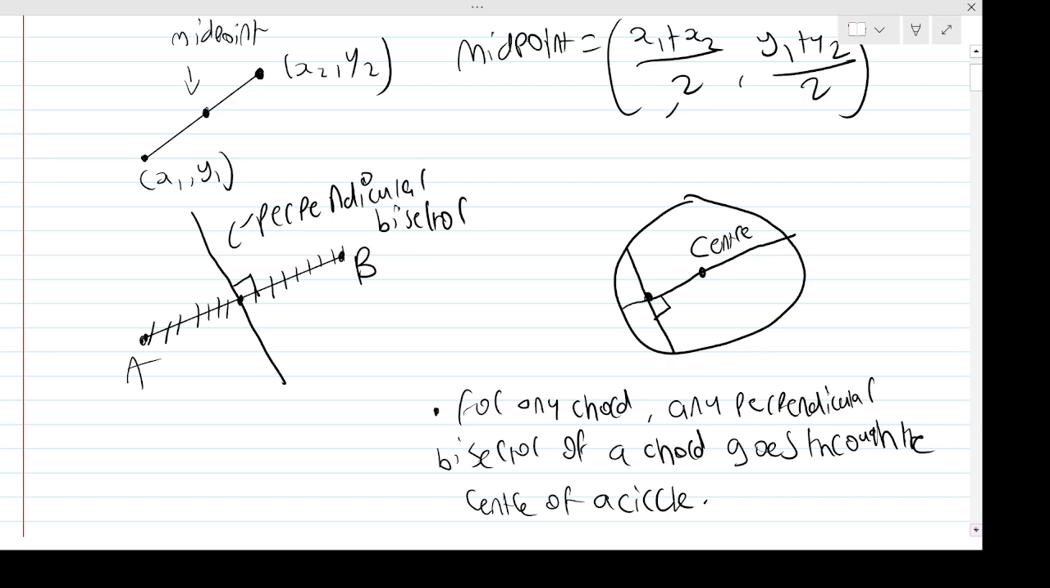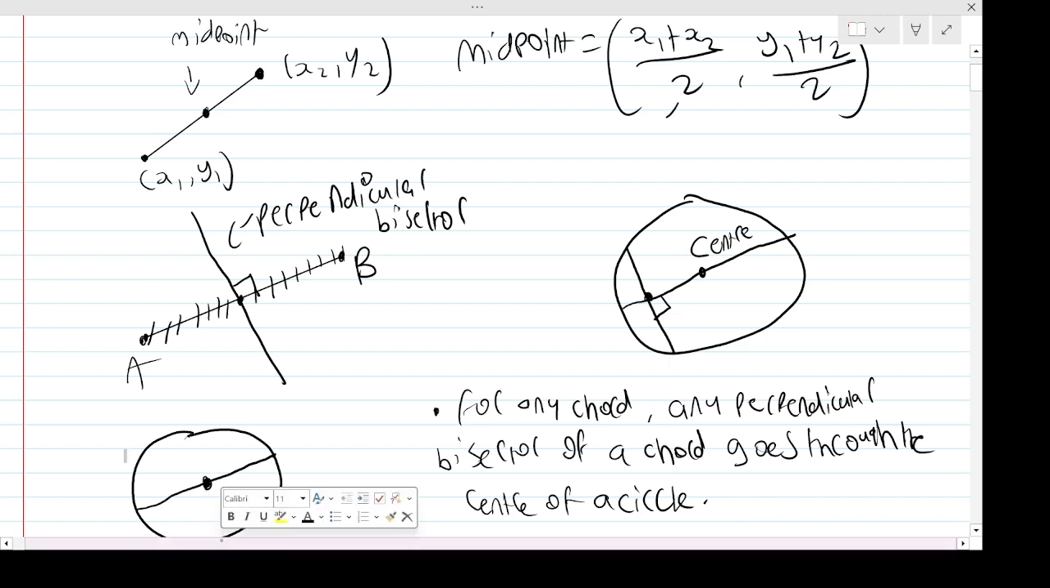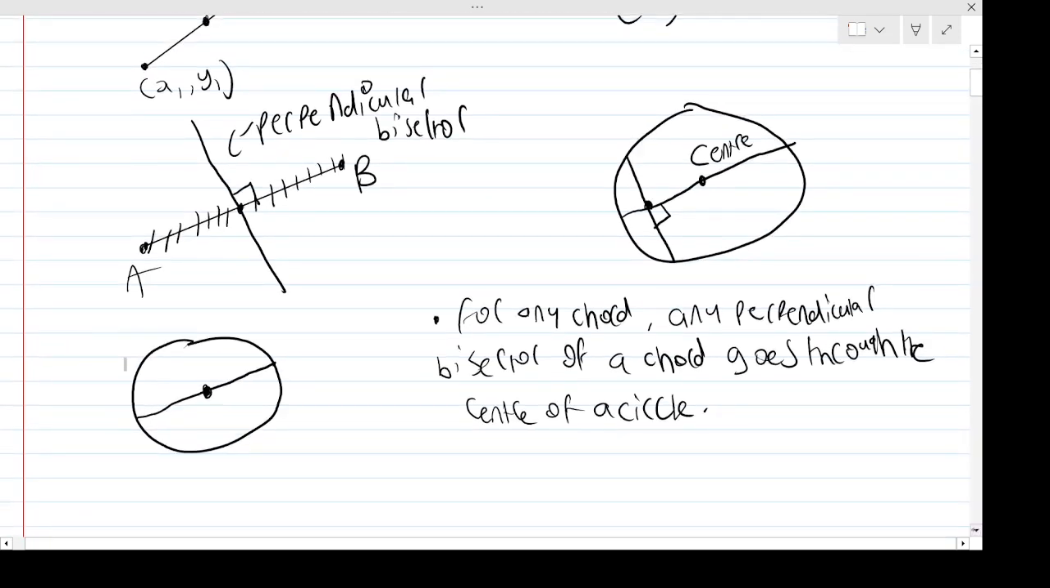So then, if we have a chord, and more specifically, what about the diameter of the circle? The diameter of a circle is a particular chord that goes through the center. Again, the perpendicular bisector will go through the middle, so it passes through the center. But what that means is if we have a diameter, then the midpoint of the diameter will be the center of the circle. So I'll make a note of that as well.